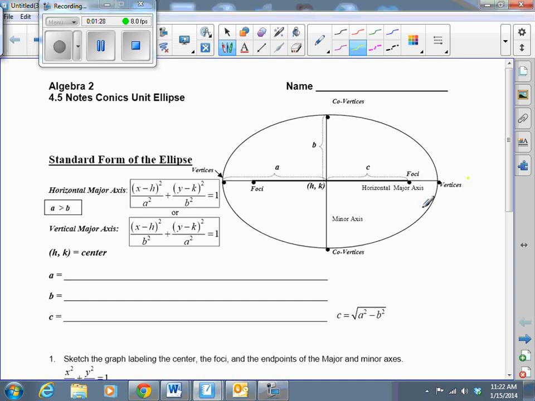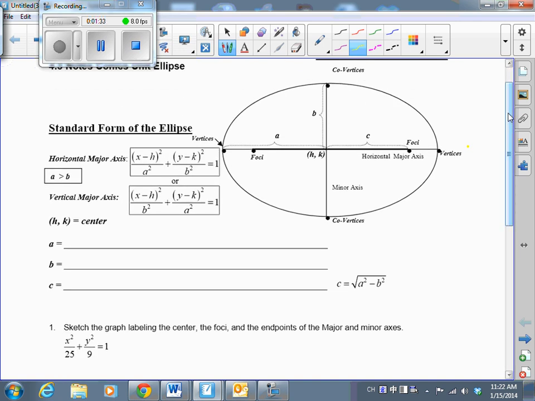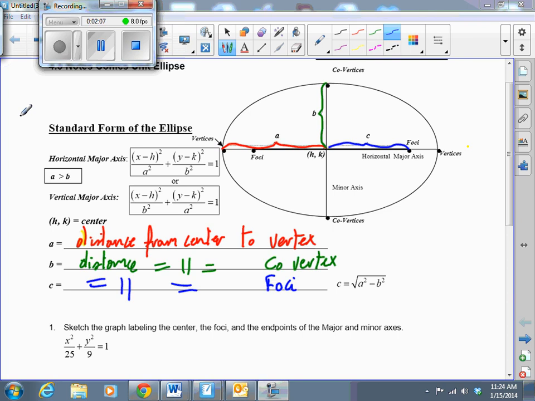All right. What exactly is A? A is the distance, you're writing here, from the center to the vertex. A is the distance from the center to the vertex. Yes. So now you know what A, B, and C are.